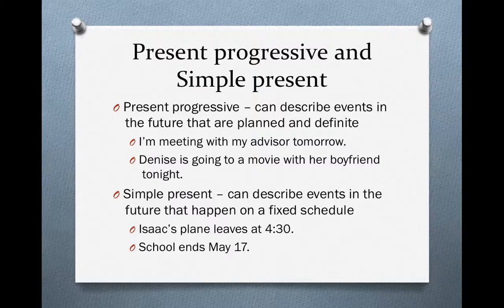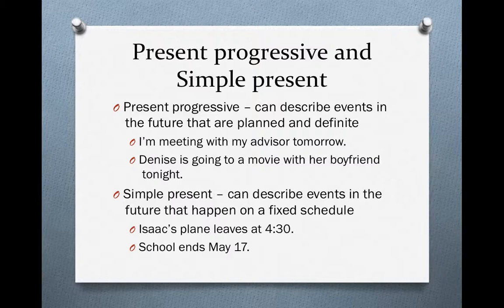The simple present can describe events in the future that happen on a fixed schedule. There are only certain verbs that can be used in the simple present, and so you should look at the chart in your book to learn what those verbs are. For instance, Isaac's plane leaves at 4:30. When we're talking about things like transportation, planes, trains, buses, which always leave and arrive on schedules, then we can use the simple present, because this is something that always happens. There's probably always a plane that leaves around 4:30 every Tuesday, for instance. So it's fair to say Isaac's plane leaves at 4:30.